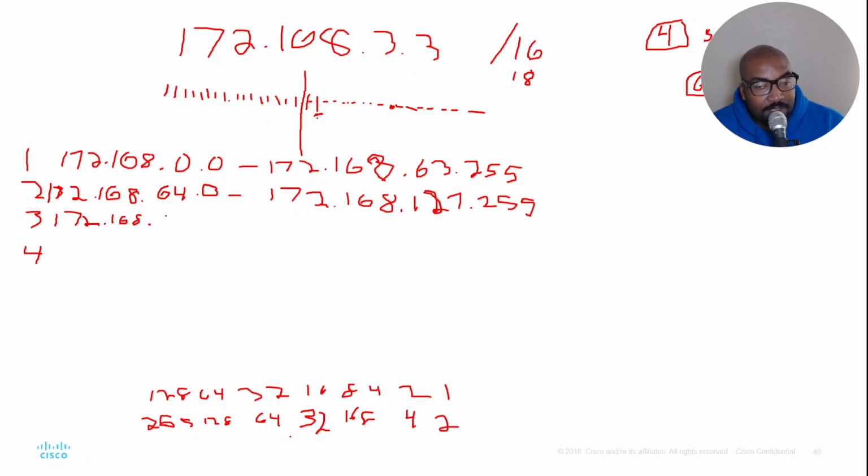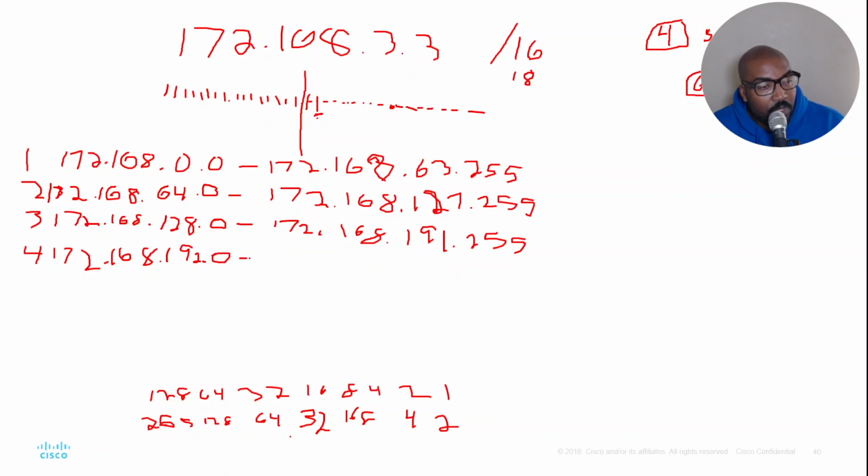172.168. Here we go. 128.0 through 172.168.191 through 255. Right? Through 255. And let's do our fourth subnet. 172.168.192.0 through 172.168.255.255.